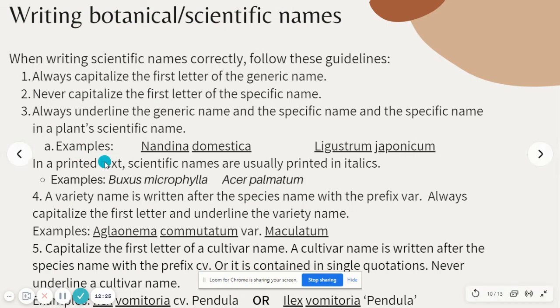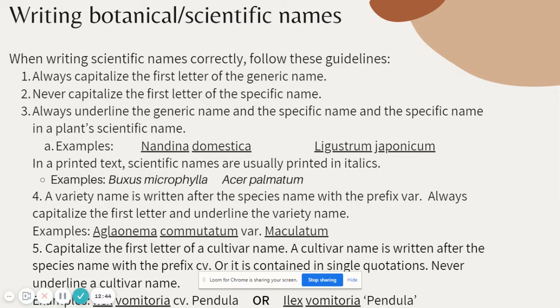Now, if it is being typed and in a printed text, you may see it in italics. But if you are handwriting it, it needs to be underlined. Number 4 gets more into the variety name, and the variety and the cultivar are going to be written differently. So make sure you pay attention to this part.